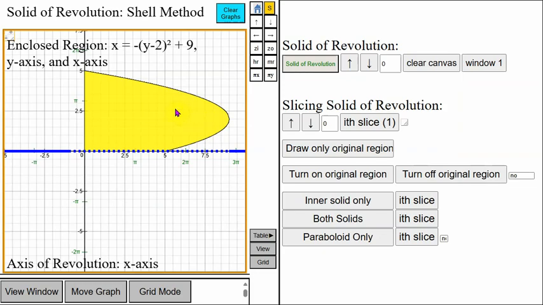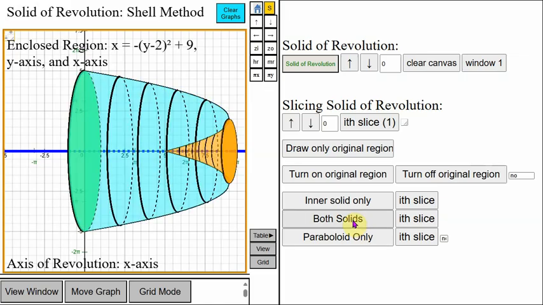And so here's the region again, the yellow region, and it's generated by the function x equal to negative (y minus 2) squared plus 9. And then on the left side it's bounded by the y-axis, and on the bottom it's bounded by the x-axis. And now let's revolve it about the x-axis.